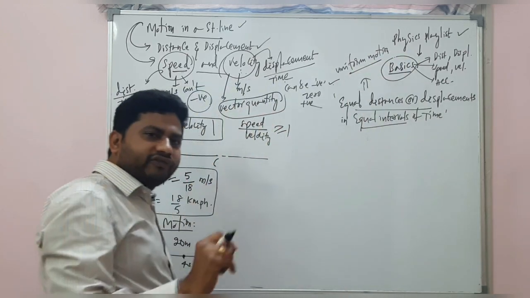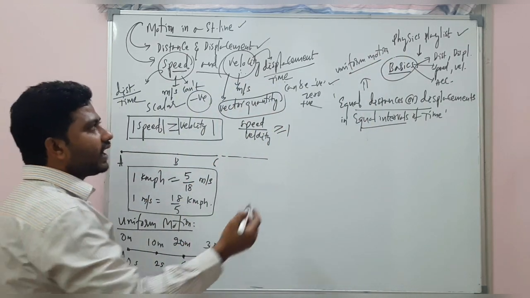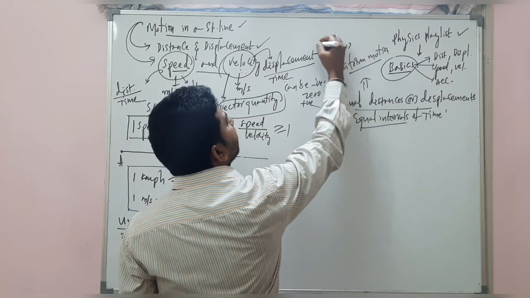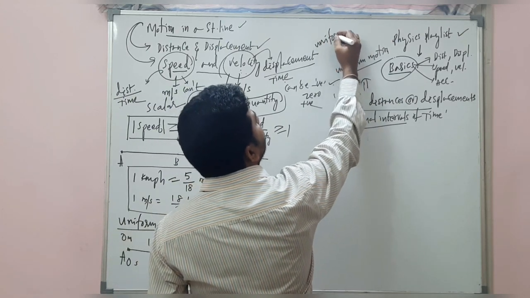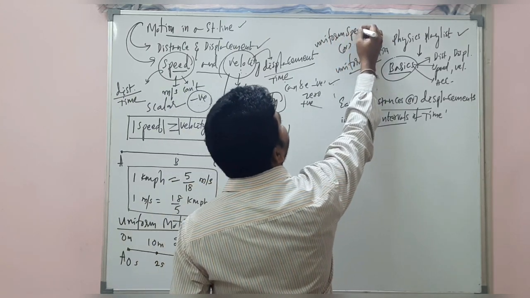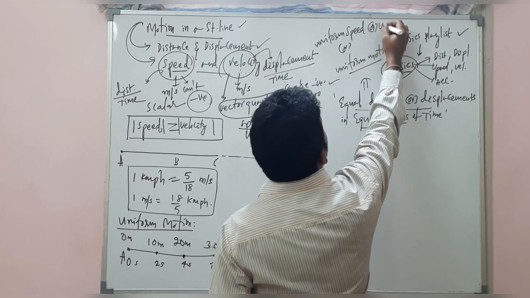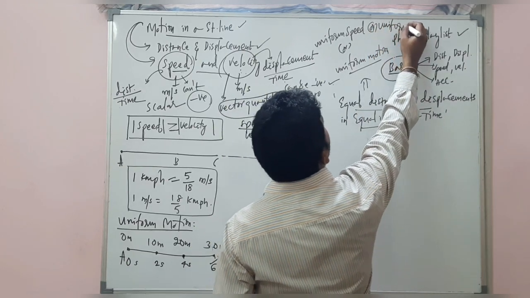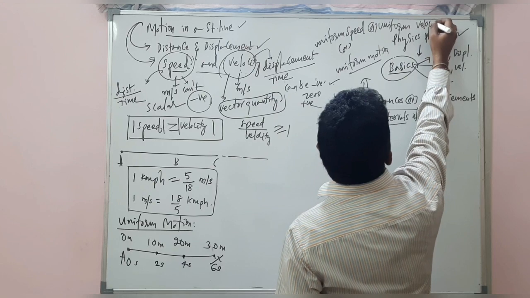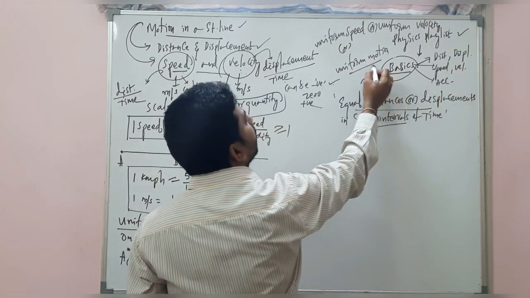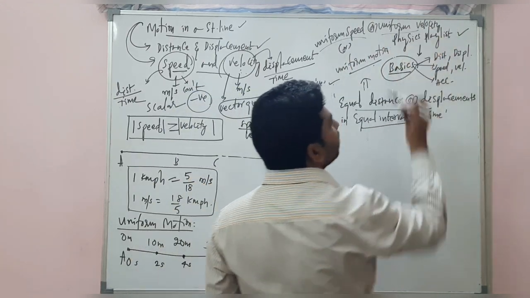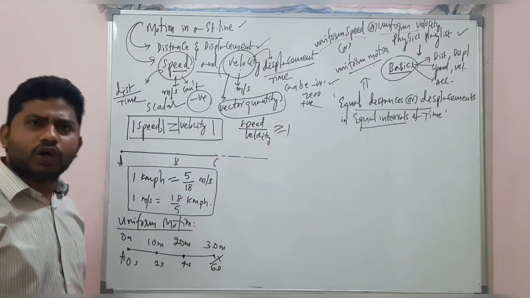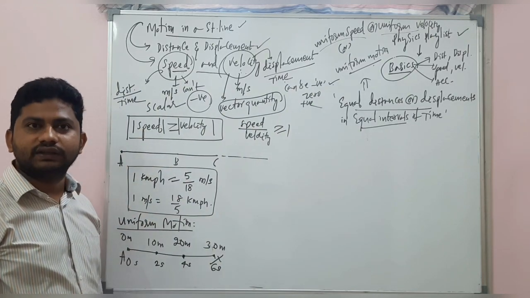This uniform motion is also called uniform speed. Again, I am writing here: uniform motion is also called uniform speed or uniform velocity. No confusions, my dear students. Uniform motion is also called uniform speed or uniform velocity, meaning constant speed or constant velocity.